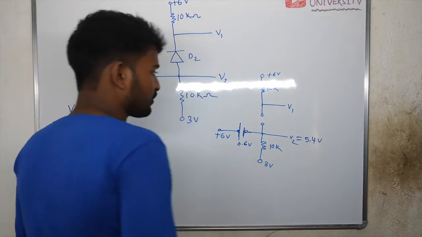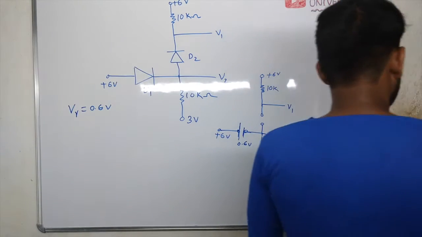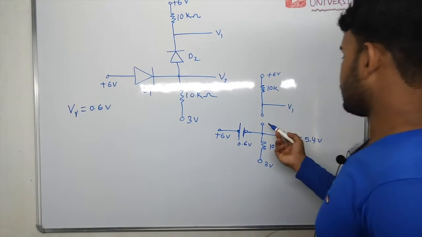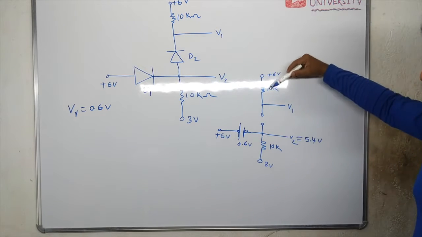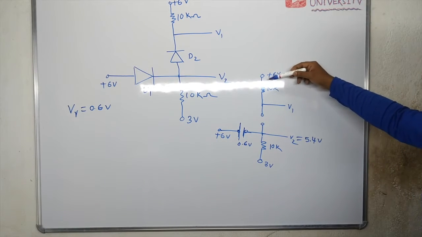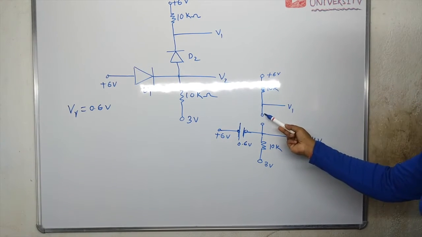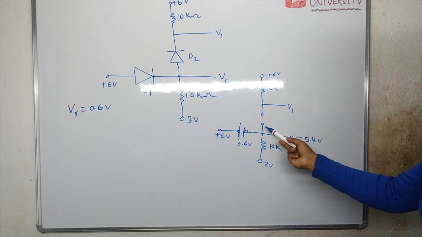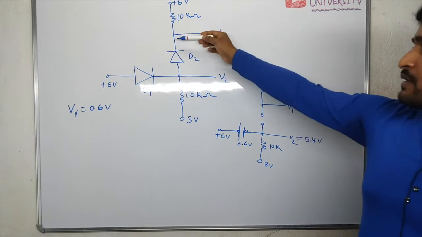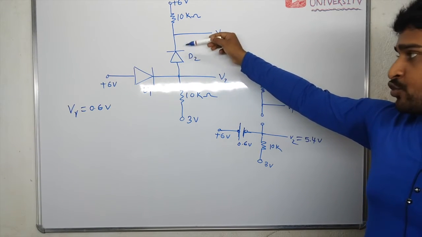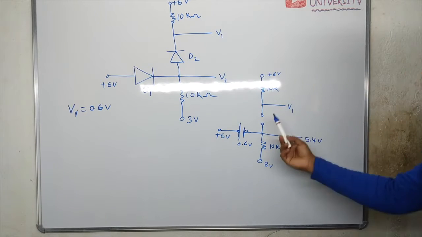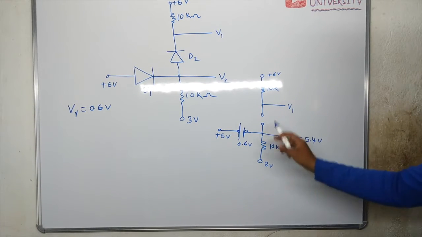Then see, here it is 5.4 volt and here it is 6 volt. No current will flow in this path, so the same 6 volt will appear at this point. This side voltage is 6 volt and this side voltage is 5.4 volt. So D2 will be reverse biased, so it will be open circuited.